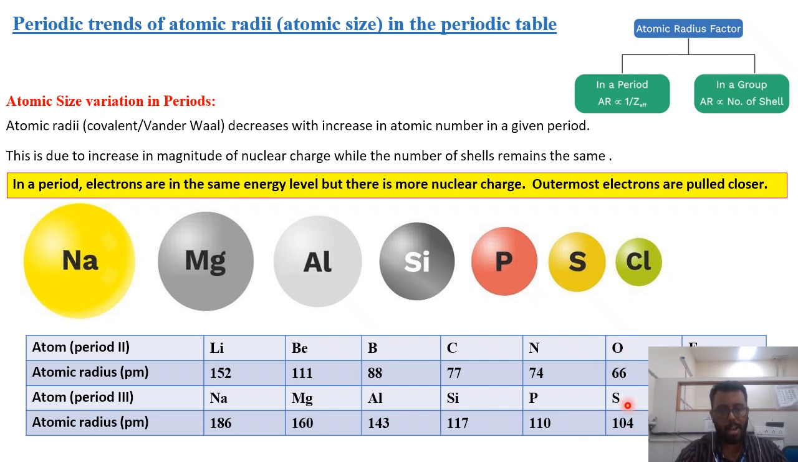That is why oxygen is highly electronegative, because of the smaller atomic size. Atomic radii, that is covalent radii, van der Waals radii, everything will be smaller for oxygen.